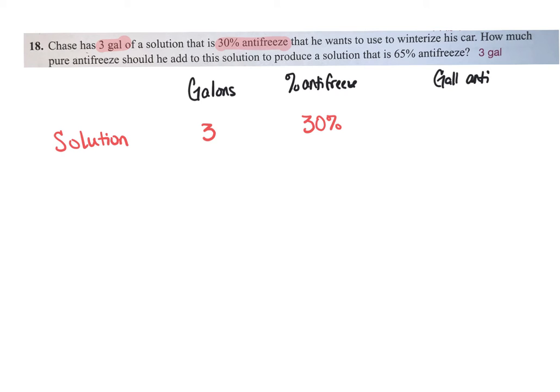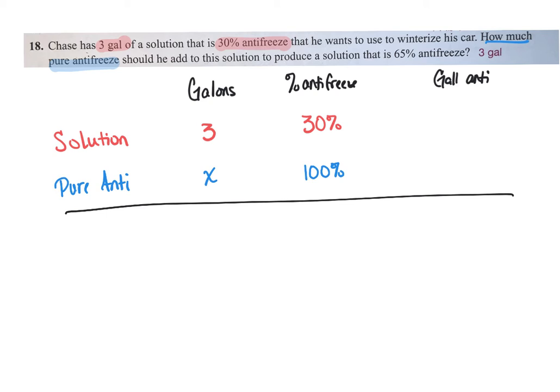The next thing that we have here is pure antifreeze. And so this is going to be pure antifreeze. And it says how much. So that automatically tells us that's where that X is going to go. What percent of antifreeze is pure antifreeze? 100%. So we're just going to say 100% there. All right.